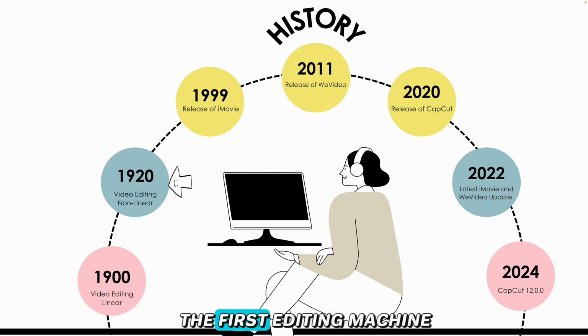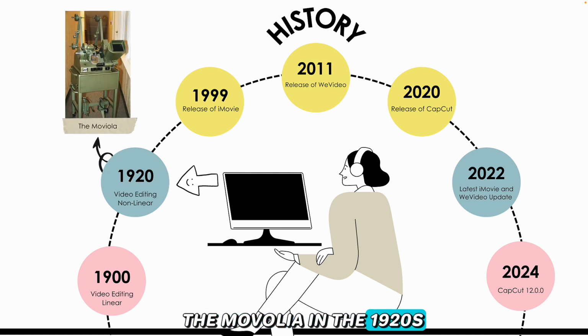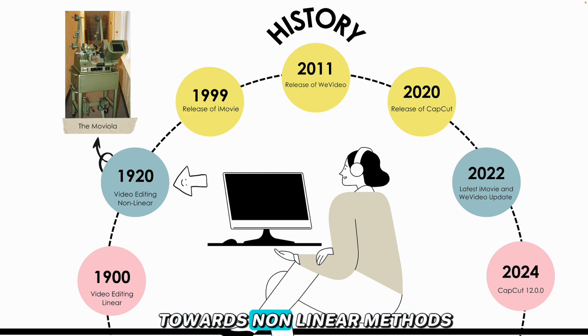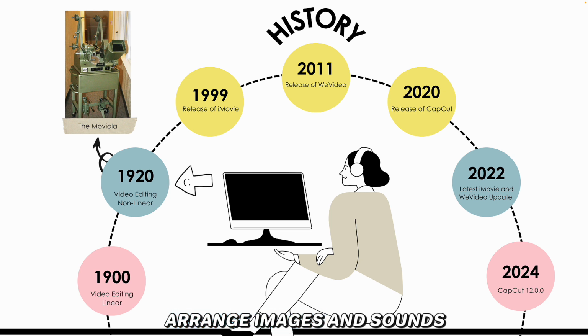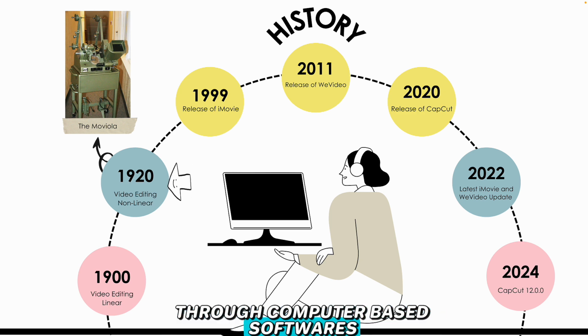After the invention of the first editing machine, the Movola, in the 1920s, editing began to advance towards the nonlinear methods that we use today. Nonlinear editing involves being able to arrange images and sounds in any order through computer based softwares.